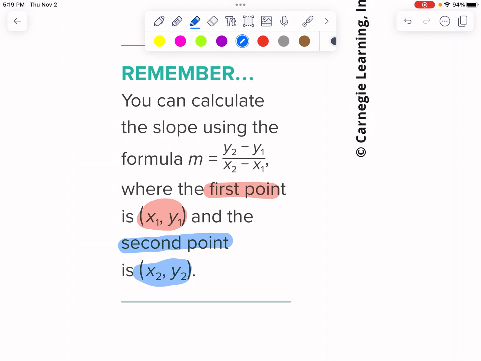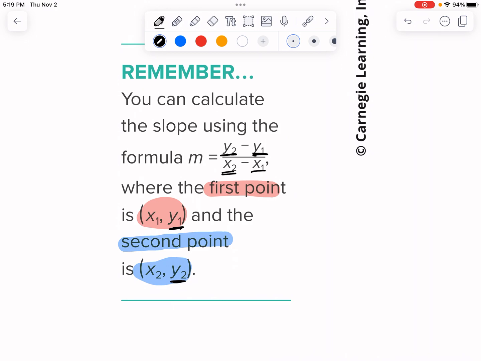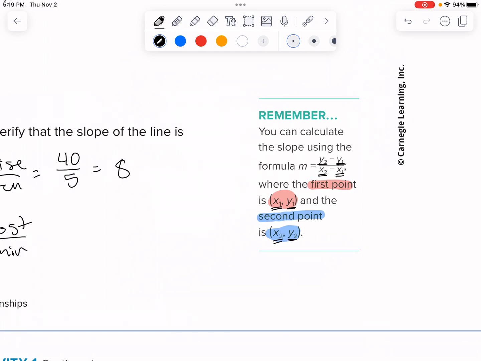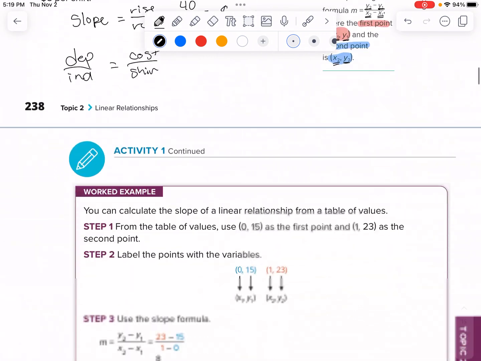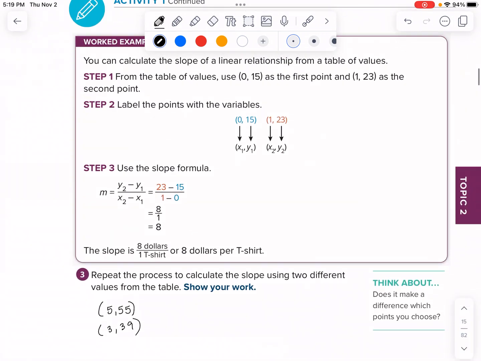So what we do in the formula is y2 minus y1, I'm going to take this minus this. And x2 minus x1, I'm going to take the second x minus the first x. So just keep that in mind. In this formula, there's always a minus sign in between the x's and the y's. The 2's always come before the 1's. The y's are on top and the x's are on the bottom. All right, so we're going to have to apply that understanding for the next page.